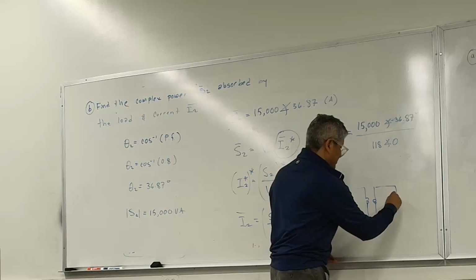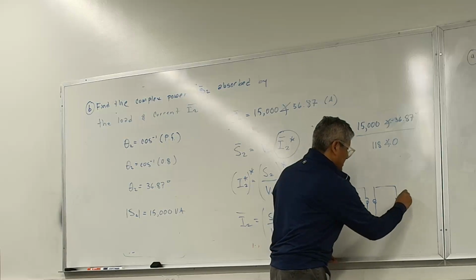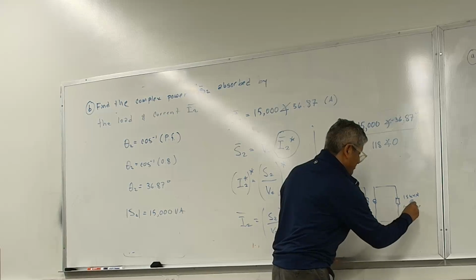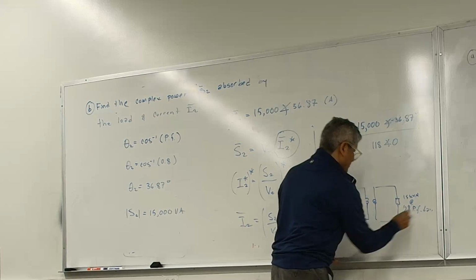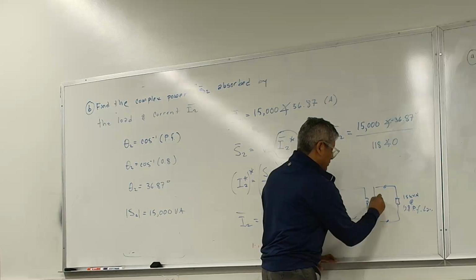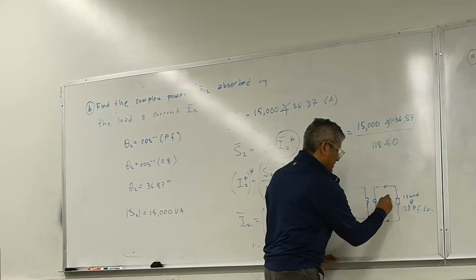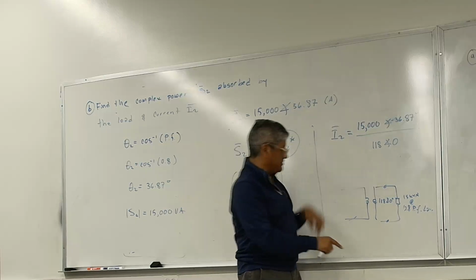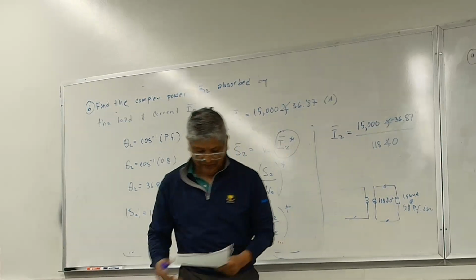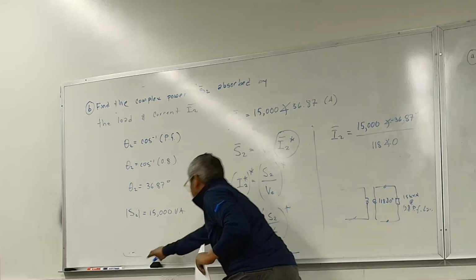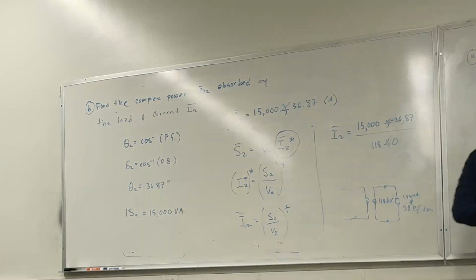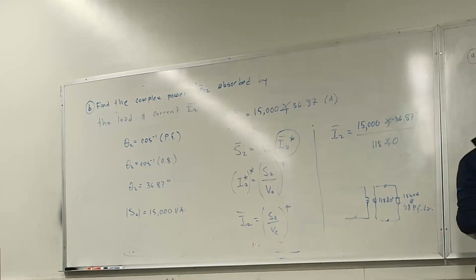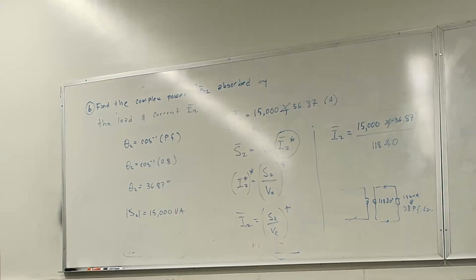I have a load right here of 15 kVA at 0.8 power factor lagging, okay? And they told me the voltage is 118, not 120, right? That's what the load sees across it, 118. So then the current, I2, then I2 should be, let's see.